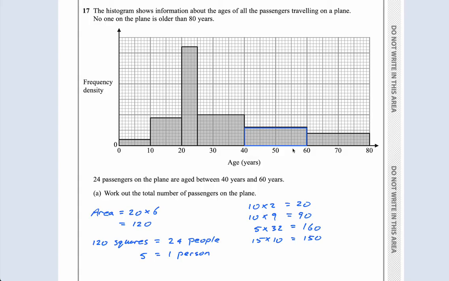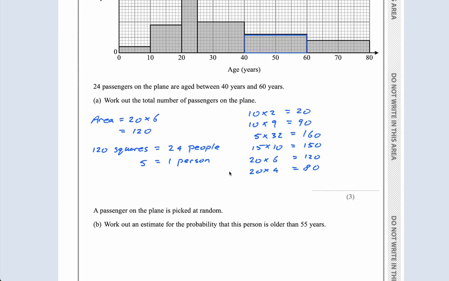This guy we know is 20 times 6, which is 120. 20 times 6 equals 120. And then this guy is 20 times 4, which is 80. So the total area, let's write it here, total area is equal to all of these added together.